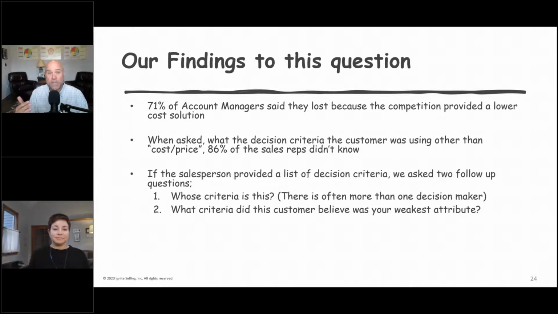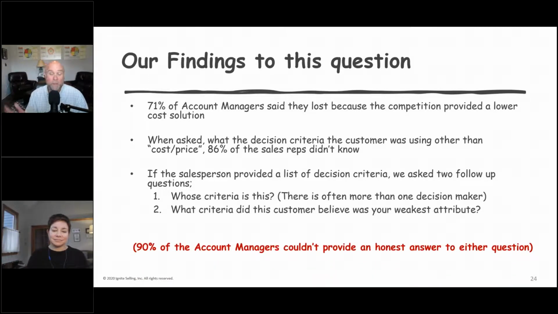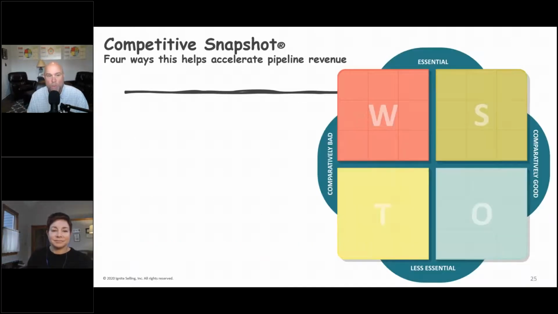And so if a sales representative gives you an answer and provides you with a list of decision criteria, ask 2 follow-up questions. Whose criteria is this? Remember, it's not often one person making the decision. Is this Bob's, Mary's, Frank's? Whose is this? Or what criteria did this customer believe was your weakest attribute? If you don't know how well you stack rank against this criteria, you're likely to lose anyway. So you need to know the criteria. So here's the last point: 90% of the managers couldn't answer those last 2 questions, by the way, honestly. And these are on deals that they lost. So it's a really important factor.